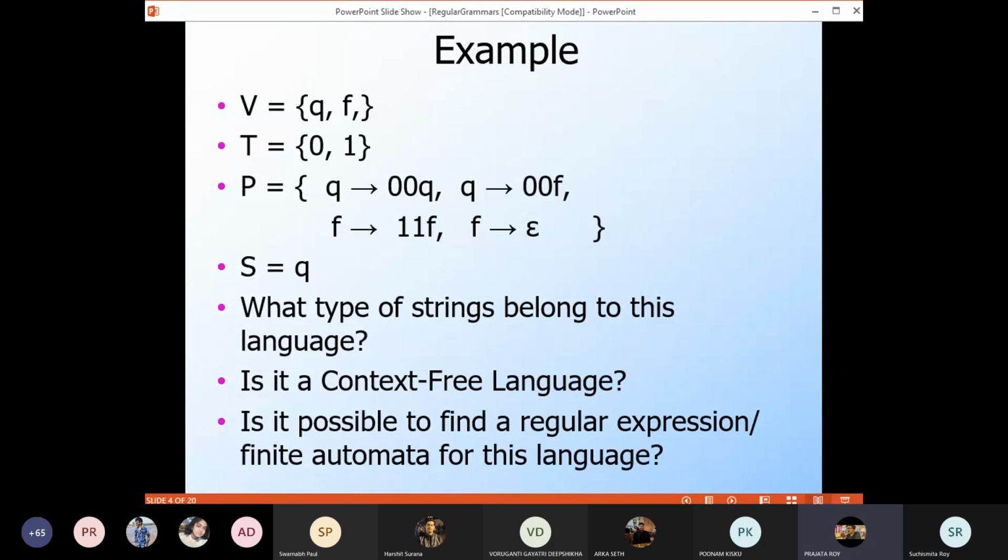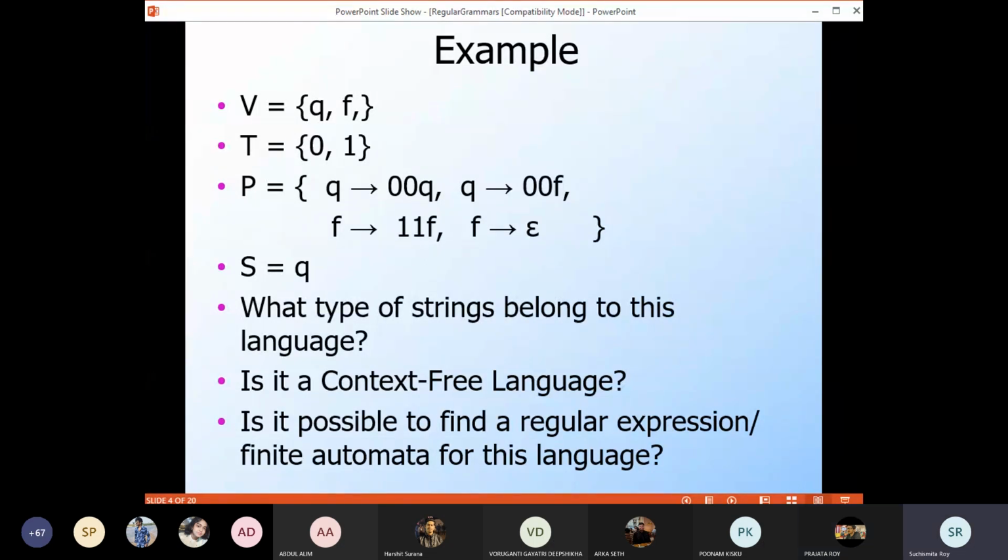No, two ones, just two ones. Just two ones? Any further? You are on the right track, but your description is not complete yet. Ma'am, more than two ones, because F goes to 11F, and then 11F's F could also go to another 11. Yes, right. You're right.